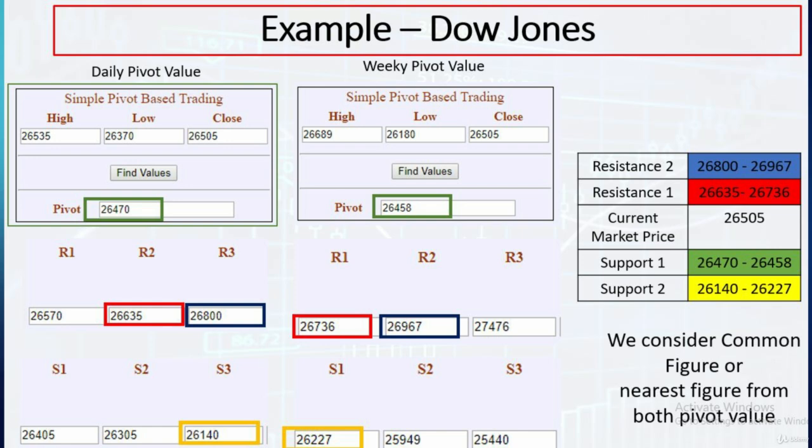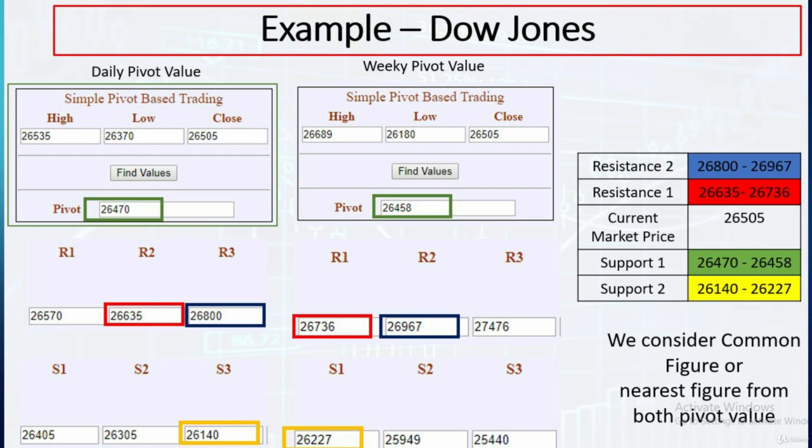Now we consider the resistances. Resistance 1 is shown in red color. As we already see, R2, the resistance level 2 of the daily chart pivots, and resistance 1 of the weekly pivot are the nearest and common figures. Both are considered in a red outline. So the figure 26,635 to 26,736 is considered to be the important resistance level.